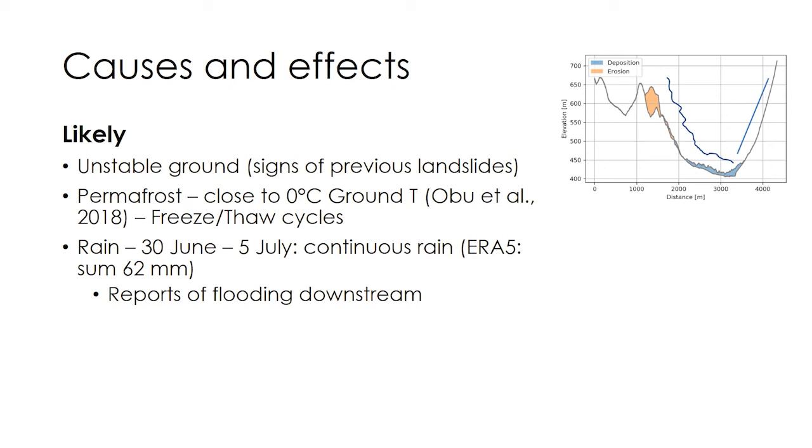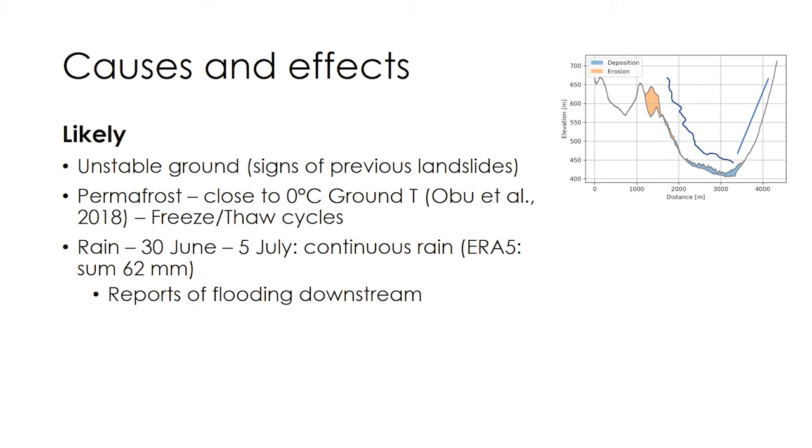The second one is permafrost, or the boundary of permafrost. So we have modeled ground temperatures of around 0 degrees here, which means that there is likely a loss of permafrost, warming temperatures, and also enhanced freeze-thaw cycles, which can cause the rock to crack a lot more because of the expanding water. So that's something we have to look at, especially in Arctic regions.